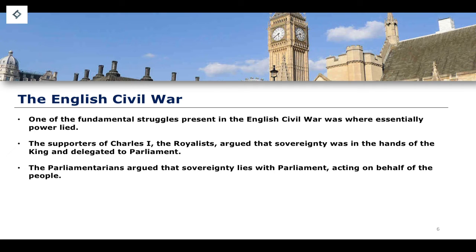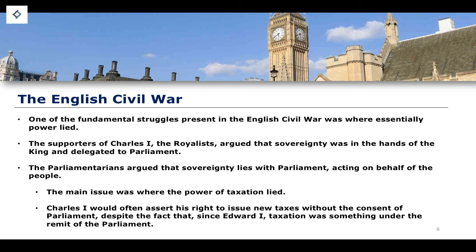Ultimately, this is what the English Civil War was about: the fact that Charles I would continually try to raise taxation and try to raise finances from Parliament, and that would ultimately cause a lot of division and disputes between the two sides, between the Royalists and the Parliamentarians. Again, the main issue was where the power of taxation lay. Charles I would often exert his right to issue new taxes, and would do so without the consent of Parliament, shall I say. Even though the remit of Parliament, and the fact that taxation was a competence of Parliament, had been established all the way back in the 1200s with the reign of Edward I.